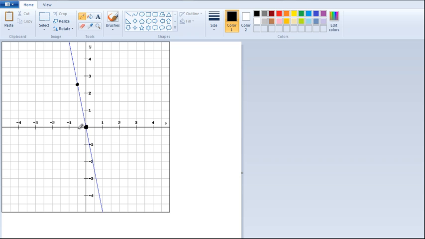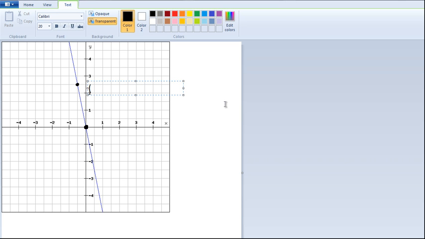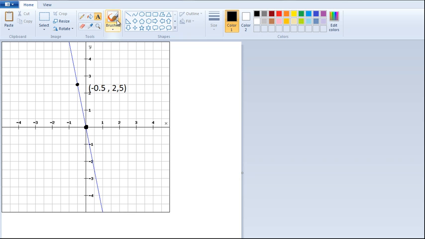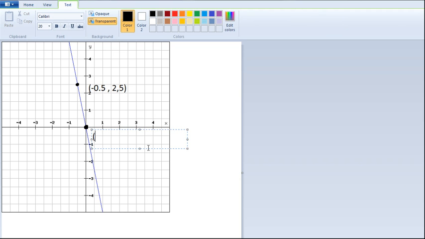So we go from minus 0.5 in the x coordinate. Let's write this. The coordinate for this point is minus 0.5, and then the y is 2.5. The coordinate for this point is, of course, 0, 0.